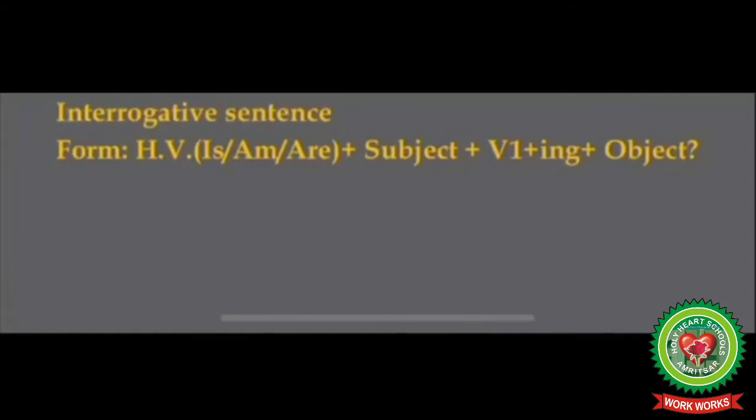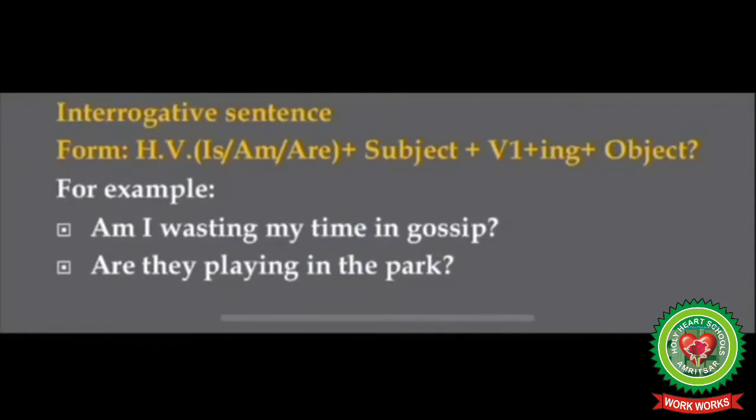Now coming to interrogative sentences. As discussed earlier, these are sentences in question form, and we have to begin with helping verb. So with I, we use am in case of present continuous tense. So the structure for the same is helping verb, is, am or are, plus subject, plus present form of the verb, plus ing, plus object, followed by question mark. For example, am I wasting my time in gossip? Are they playing in the park?